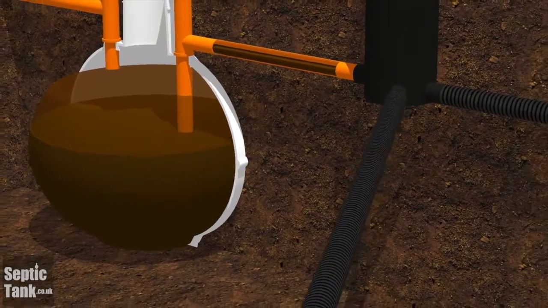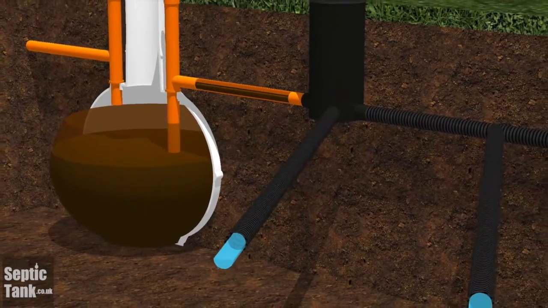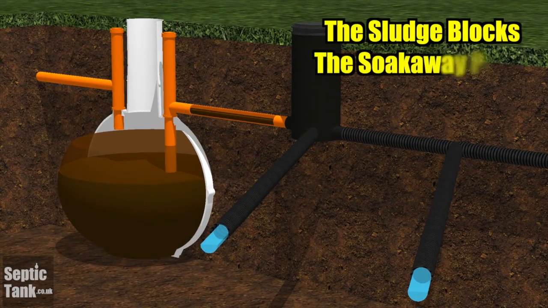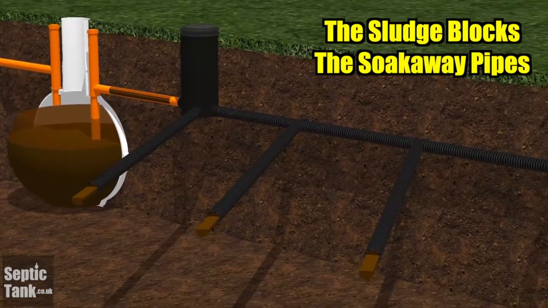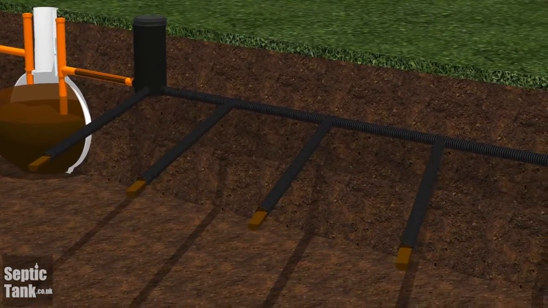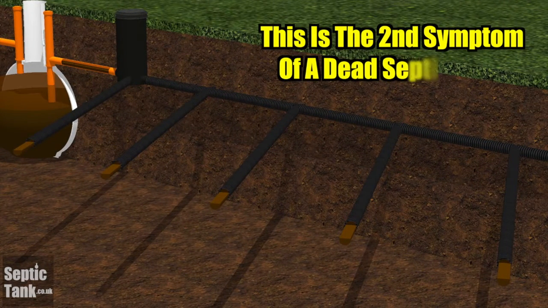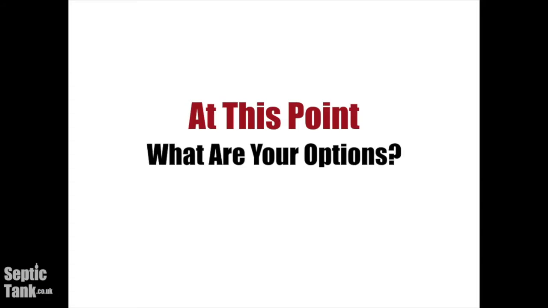Once this starts to happen, all that fat and the grease and the sludge will enter and start penetrating the soakaway pipes. And then it will completely block up all those arteries and prevent the wastewater from soaking away anymore. This is the second symptom of a dead septic tank. At this point, what are your options?